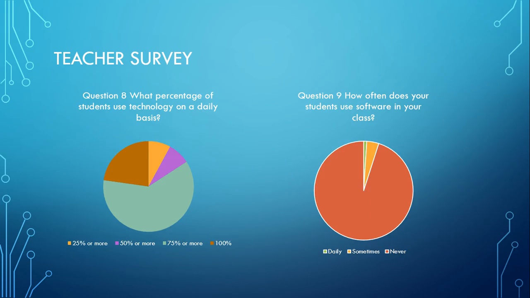The survey also showed the percentage of students who use technology on a daily basis at 75% or more, or 100% in the light green and brown color, which is very, very high usage for our district. And the last question was, how often does your student use software in your class? What we now know is that due to the fact that most things are found on the internet and are not software based, we are moving away from that in our district, whereas just 4 to 5 years ago, that was an issue as far as server capacity.